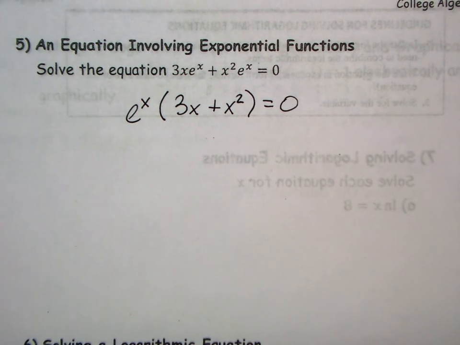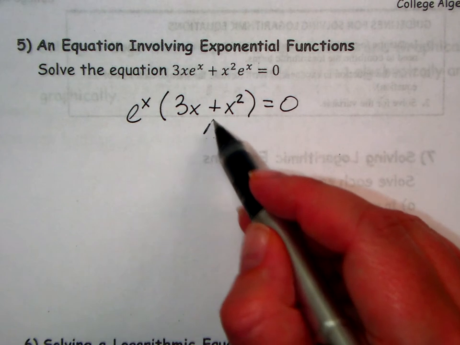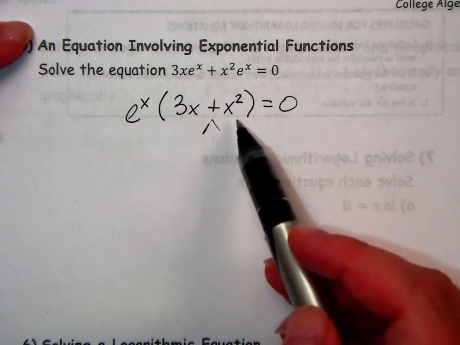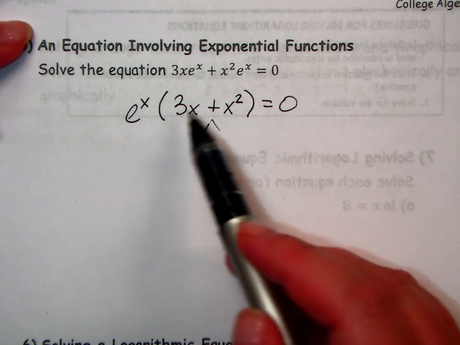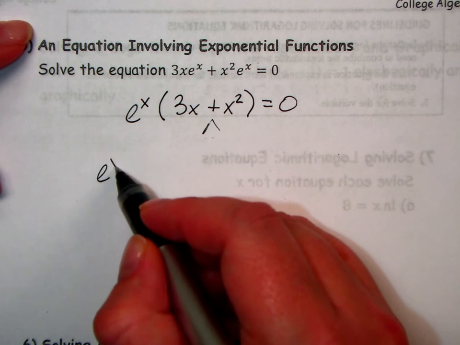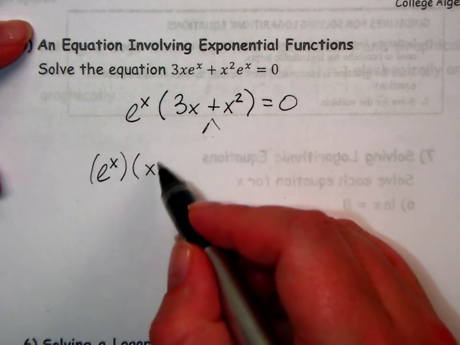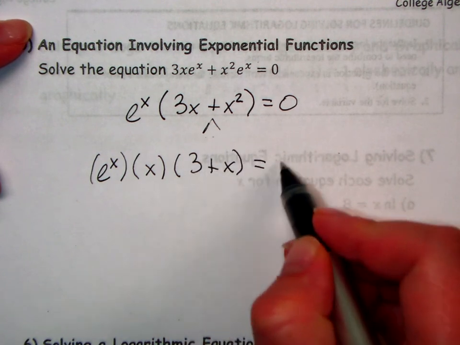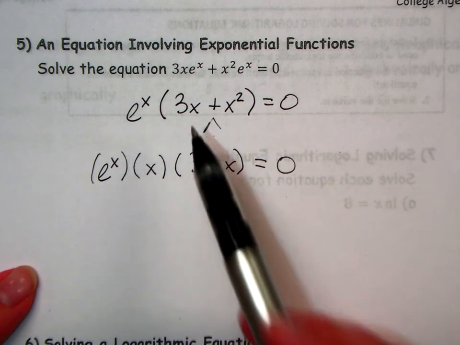Okay. Now, if you notice 3x plus x squared, that factors, right? So I'm going to go ahead and factor that as well. All right. So this is just two terms, and so we're just going to factor by taking out the greatest common factor, and so there's an x in both of these terms. So I'm going to get e to the x as my first factor, and then if I take an x out, I'm left with 3 plus x.